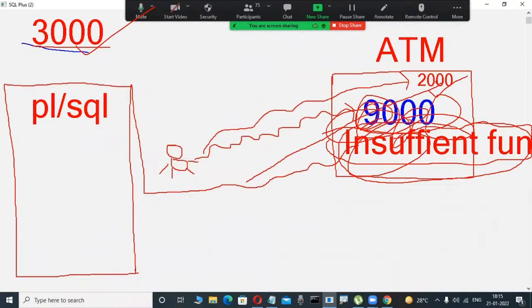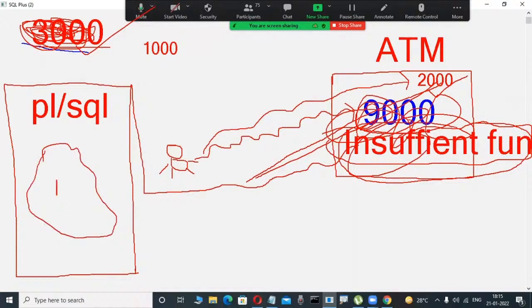Now, whenever we withdraw 2,000, what is the available balance? Here 3,000 minus 2,000, that is 1,000. I want that to be reflected in my database. Otherwise, if you withdraw 2,000 and 3,000 is still available, the total banking system is collapsed. Those are all the transactions, and they are written through coding only. That's why PLSQL developers are required in a project.